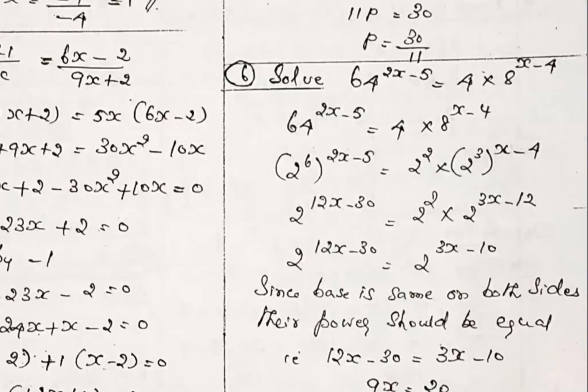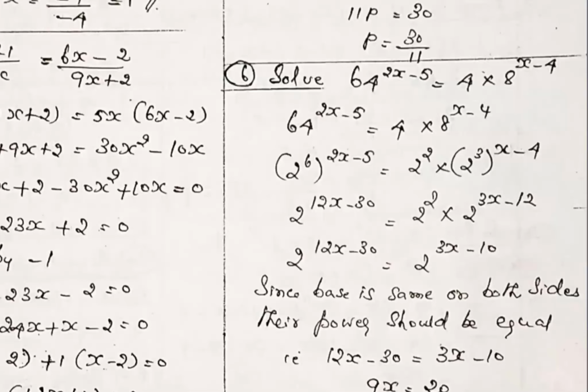Then problem number 6. 64 power 2x minus 5 is equal to 4 into 8 power x minus 4. Here you see the unknown quantity x is in the power area. How do we pull that x value down into the base area? Base area means the 64 area. 64 power 2x minus 5 is equal to 4 into 8 power x minus 4.